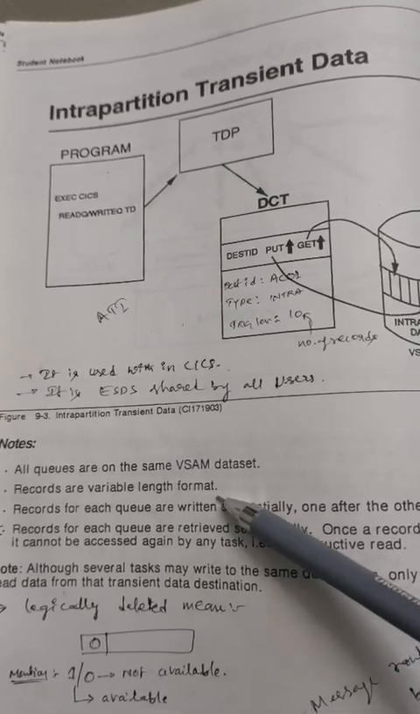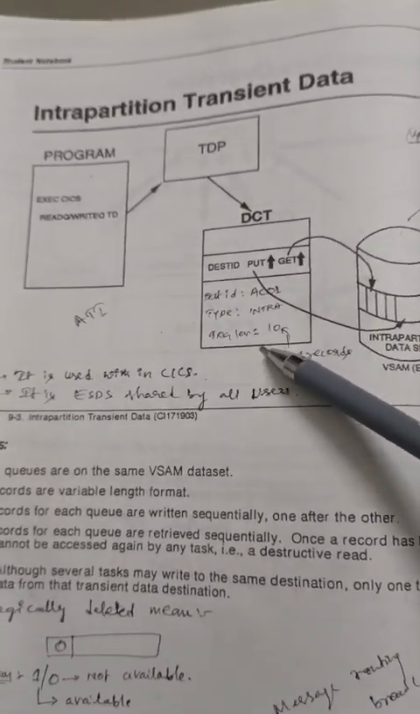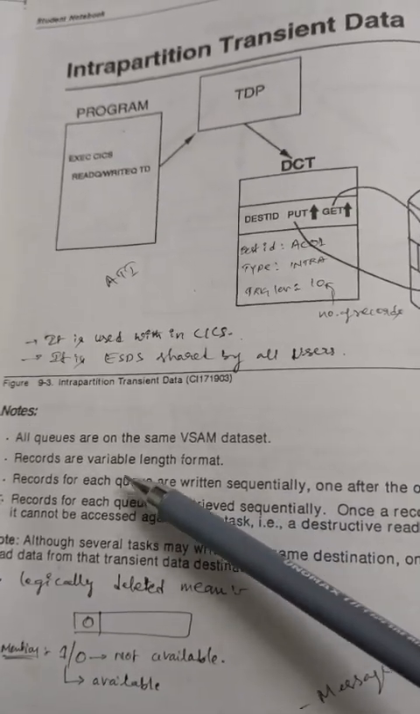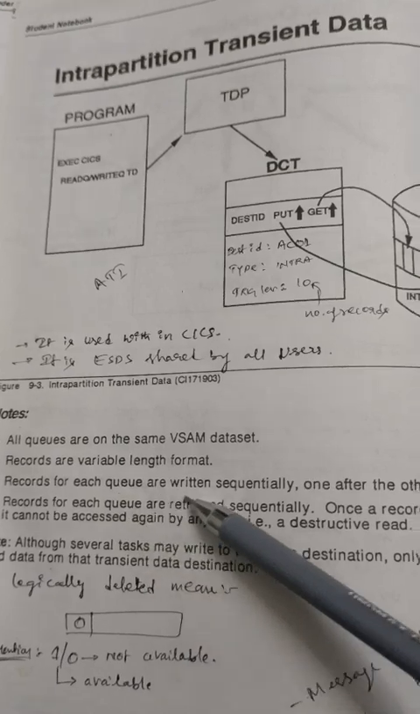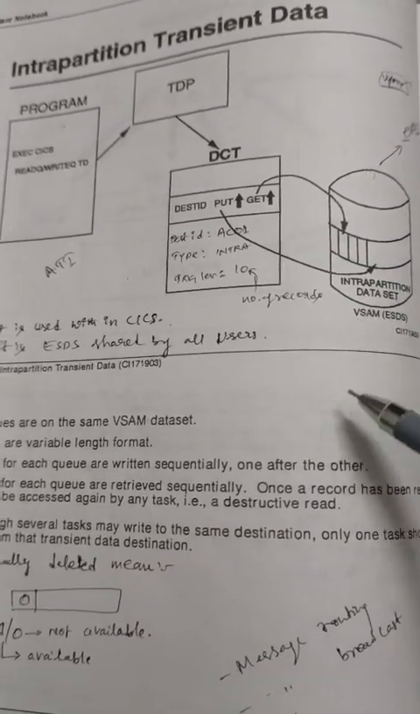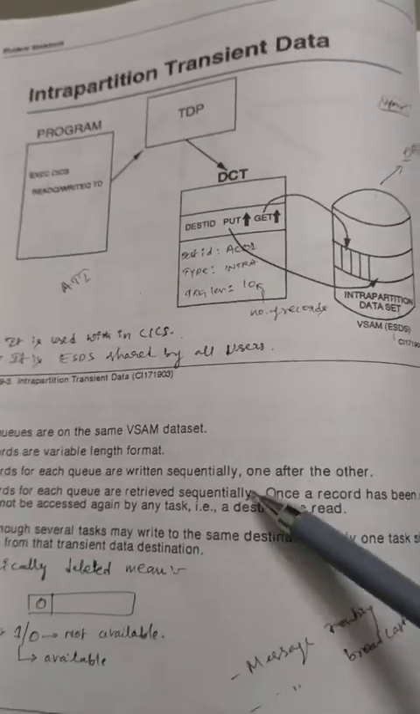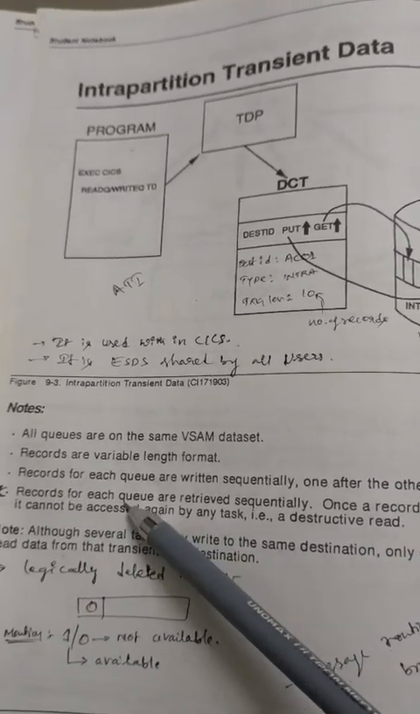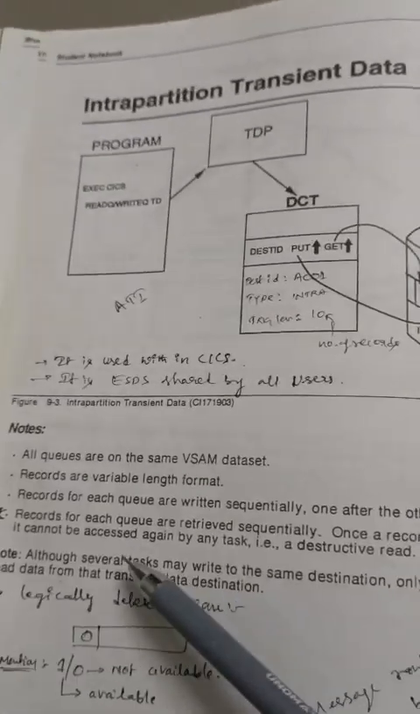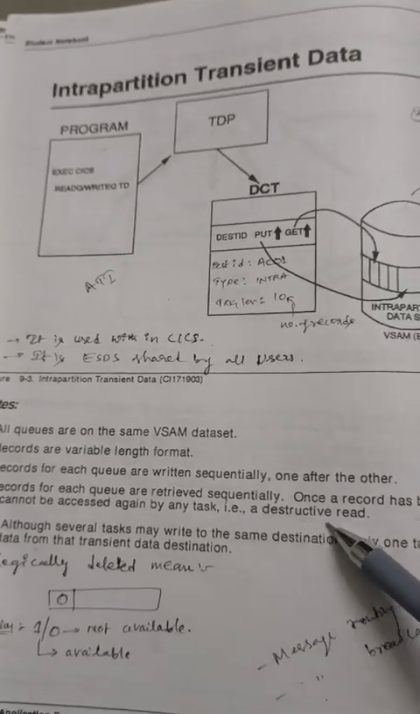Records are in variable length format. I call it an ESDS because of its properties: it is an intra partition data set, and records are variable length. Records in each queue are written sequentially one after the other, because that is called an ESDS. How are we going to store a VSAM ESDS file? This is the intra partition data set. Records on each queue are retrieved sequentially. Once a record has been read, it cannot be accessed again by any task. That is called destructive queue read.